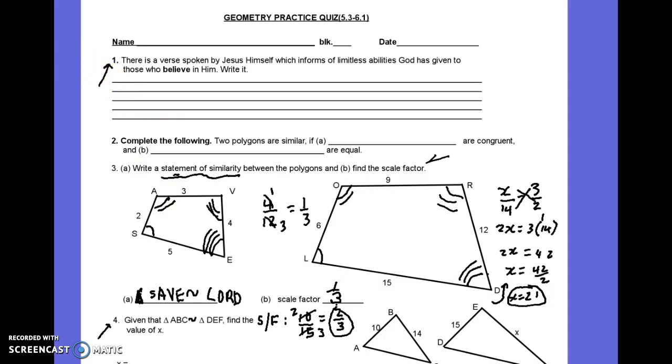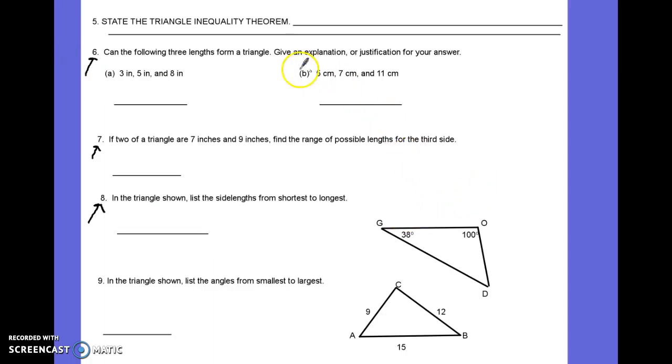So much for that one. Take a look at the next page. I'd like you to know this well. And it says state the triangle inequality theorem. You can just hear a number of people just rattling it off.